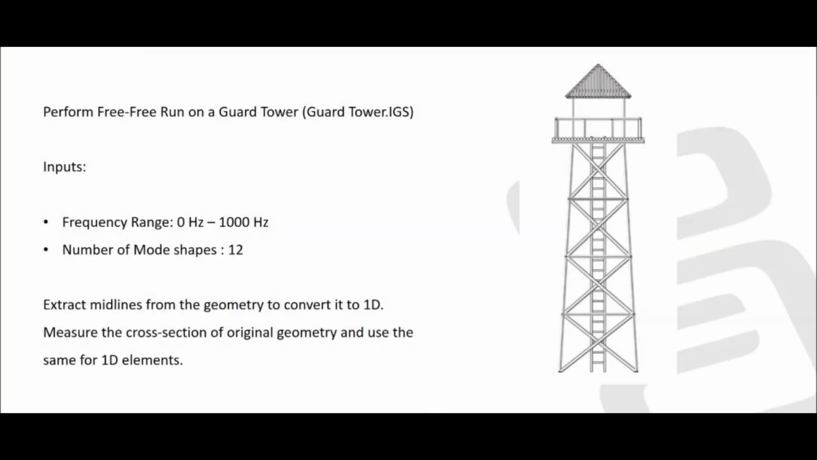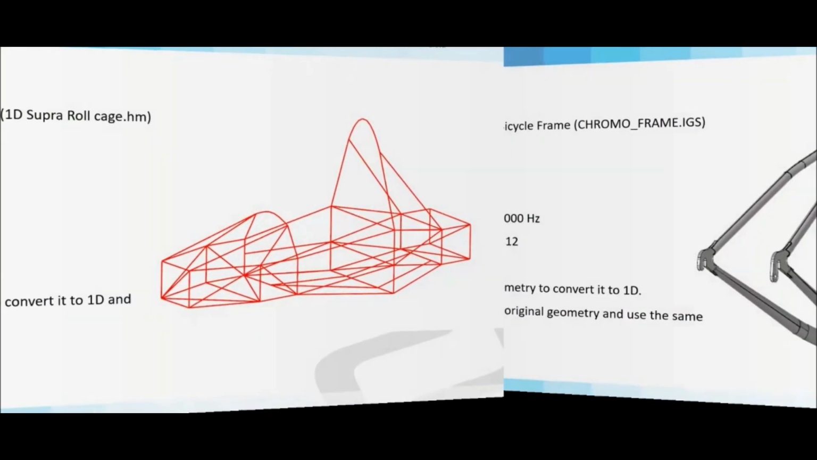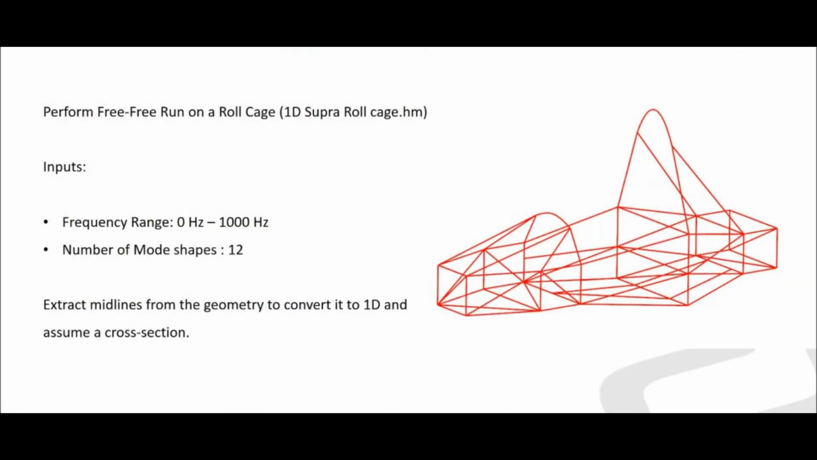Third homework, which is a guard tower. Fourth homework, which is a bicycle frame. And finally the fifth homework, which is a 1D Supra roll cage. Now this roll cage is already a 1D model, so here you only have to assign a cross section. So assume a cross section here and perform free run.